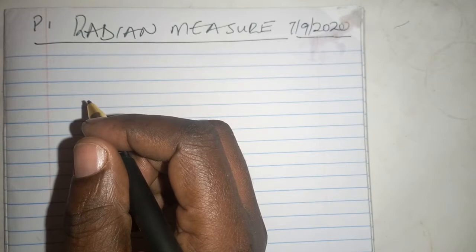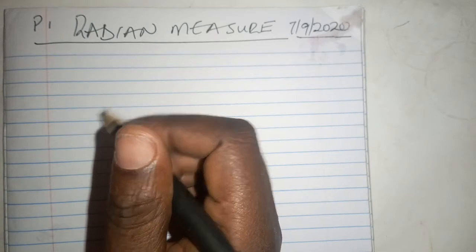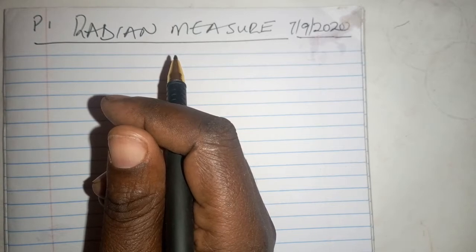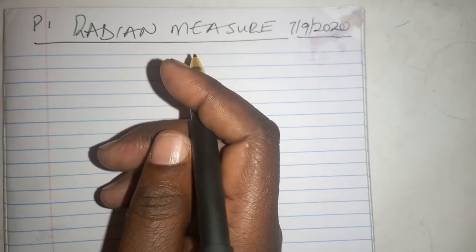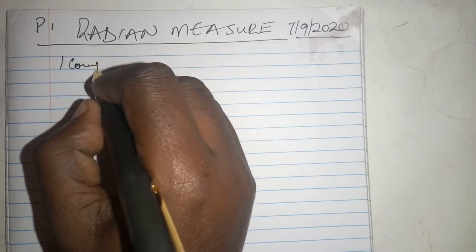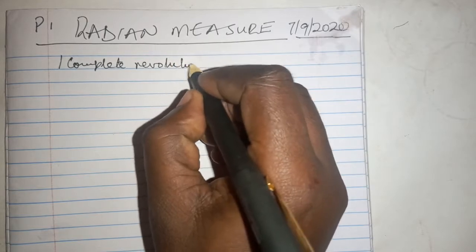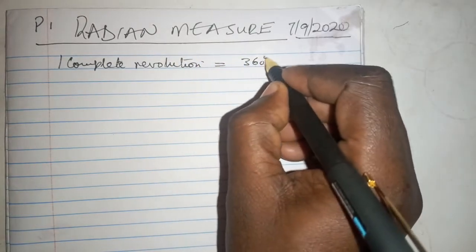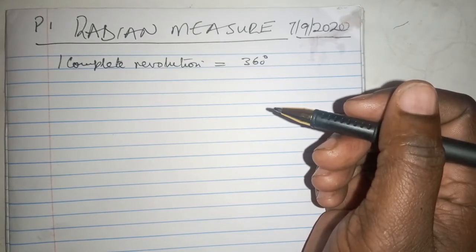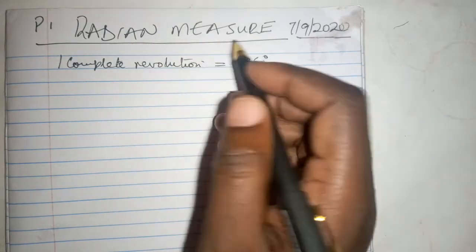We need to understand that so far we have only been able to explain angles in terms of degrees. We have also talked about a complete revolution. One complete revolution is equivalent to 360 degrees. We are told that we can also measure angles in units called radians.